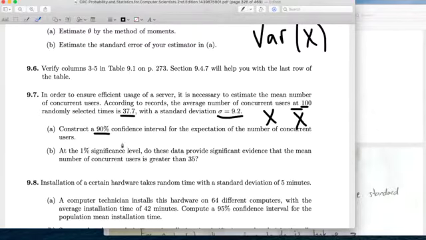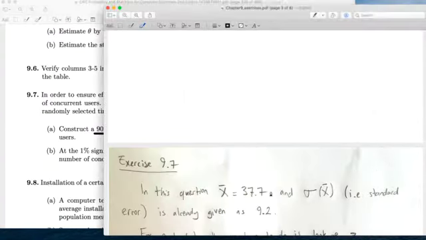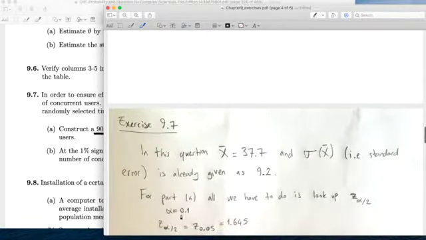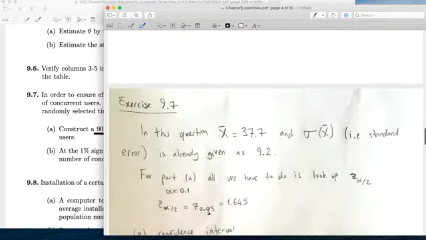We are going to look at this 90% confidence, which is given to us, in which case alpha is equal to 0.1 and alpha over 2 is equal to 0.05. So here for part A, all we have to do is look up the z alpha over 2 value, which is z 0.05 is equal to 1.645. So the confidence interval simply will be 37.7 plus minus 1.645 times standard error.